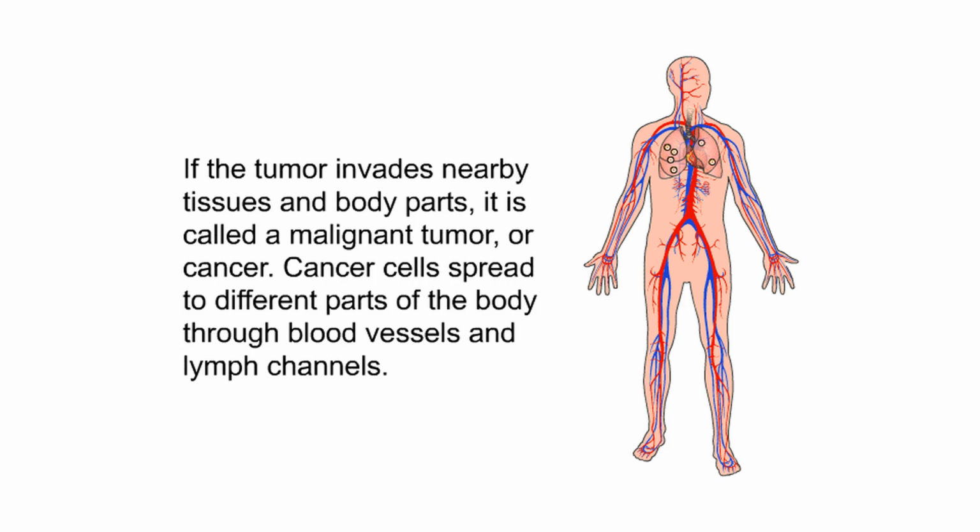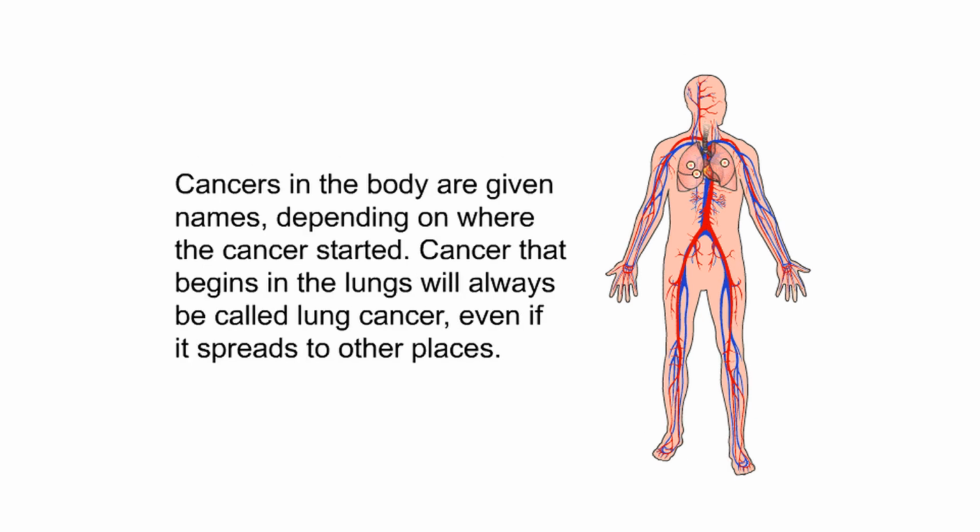If the tumor invades nearby tissues and body parts, it is called a malignant tumor or cancer. Cancer cells spread to different parts of the body through blood vessels and lymph channels. Cancers in the body are given names depending on where the cancer started. Cancer that begins in the lungs will always be called lung cancer, even if it spreads to other places.